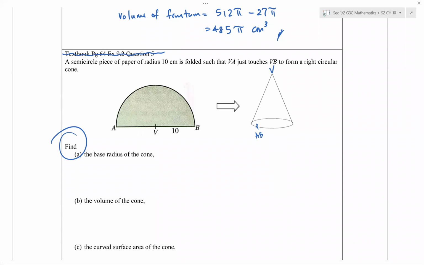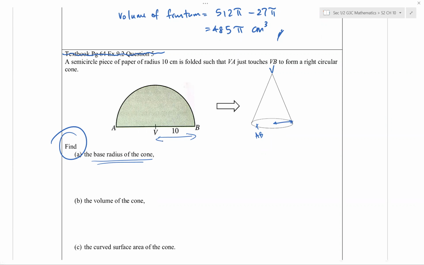So AB will be anywhere along the base of the cone. Now, first find the base radius of the cone, meaning this radius. Okay, so this distance you have to be aware, it is not the same radius as this piece of paper. They are different things.